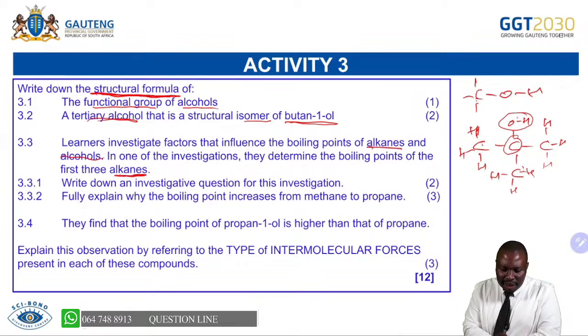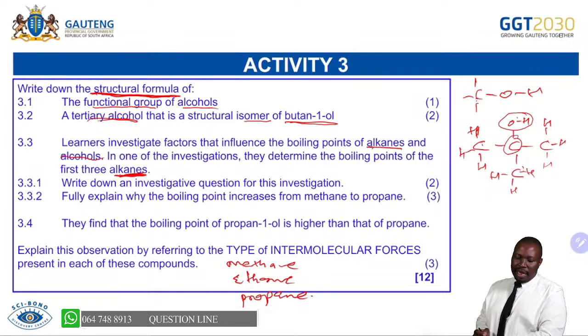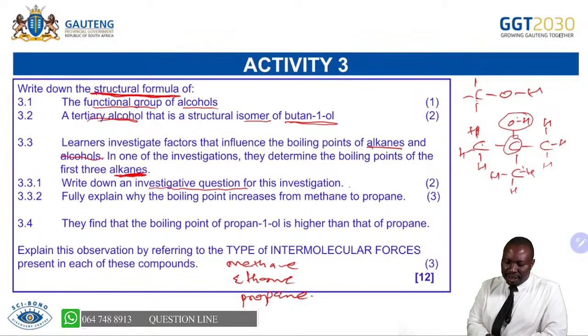So this statement has nothing to do with alcohol. They're talking about the first three alkanes. What are they? The first three alkanes are methane, ethane, and propane. You know them. You must be seeing them by now. Now they are saying, write down an investigative question for this investigation.